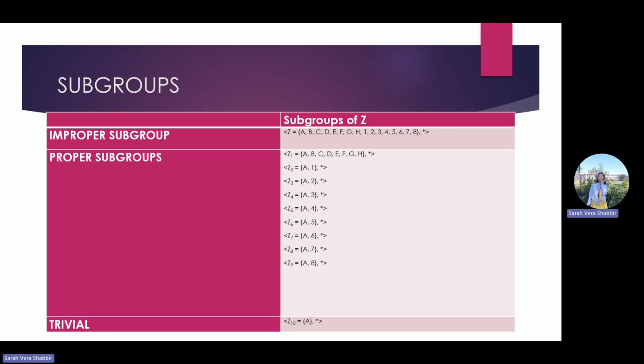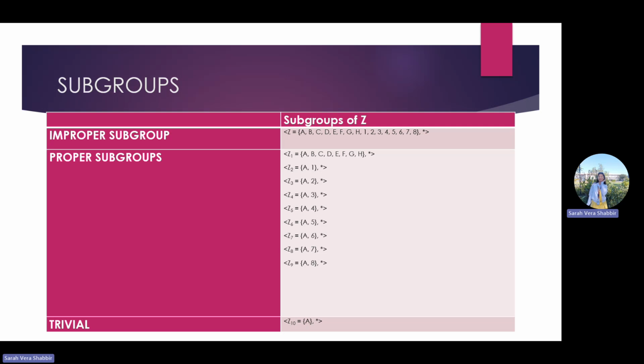So subgroups have three types. The first one is the improper subgroup. The improper subgroup consists of the set itself, the original set, which is A, B, C, D, E, F, G, H, 1, 2, 3, 4, 5, 6, 7, and 8. So when we talk about the improper subgroup, it just means the original set that we have.